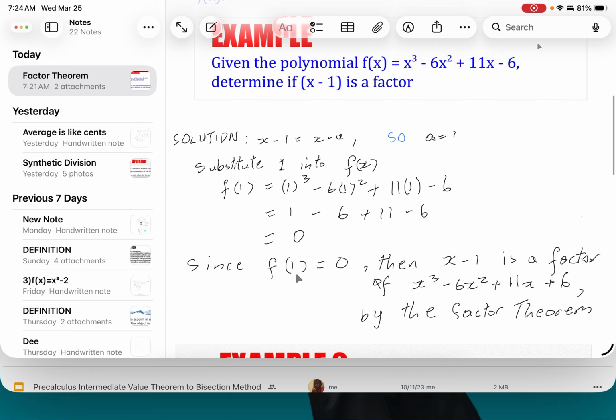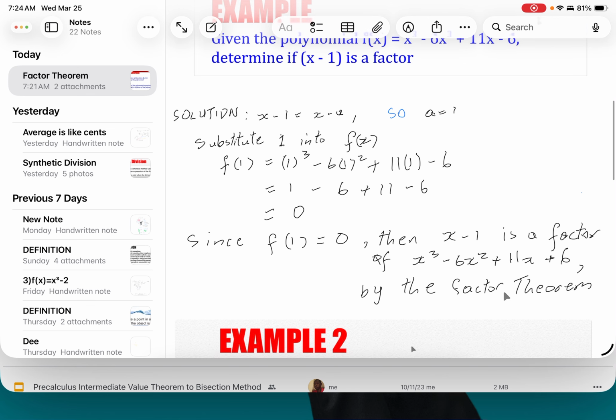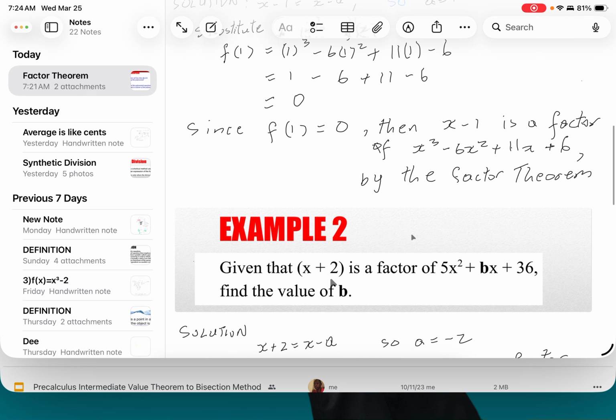So since f of 1 equals 0, then x minus 1 is a factor of x cubed minus 6x squared plus 11x minus 6 by the factor theorem. So that is how you show that an expression is a factor of a polynomial using the factor theorem. Example 2, we're given that x plus 2 is a factor.